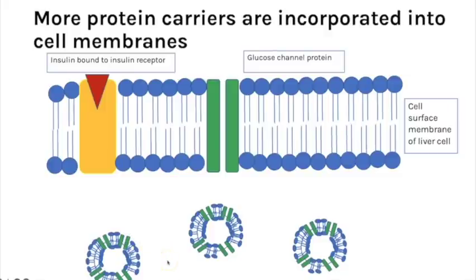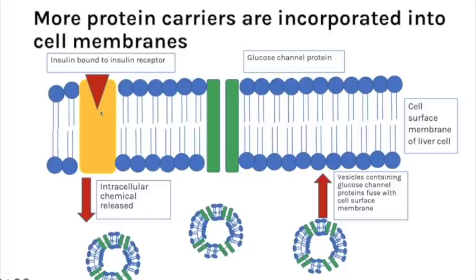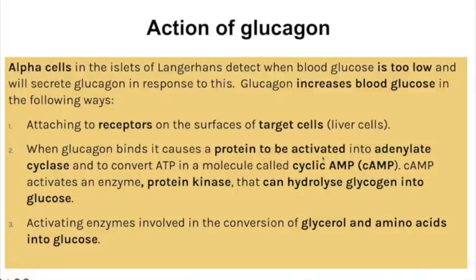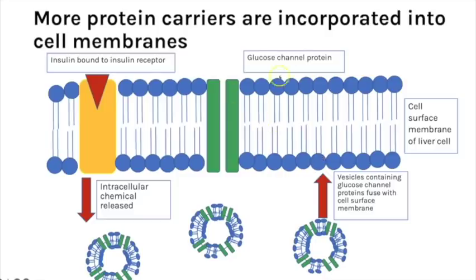So this is just demonstrating what we said. The insulin binds to the receptors on the target cell, so the liver, for example, and that is going to cause chemicals to be released. And within the cell, there are vesicles that contain the glucose channel proteins, and they move up and fuse with the membrane. So you then have more of those protein channels embedded within the membrane, so more glucose can be absorbed.